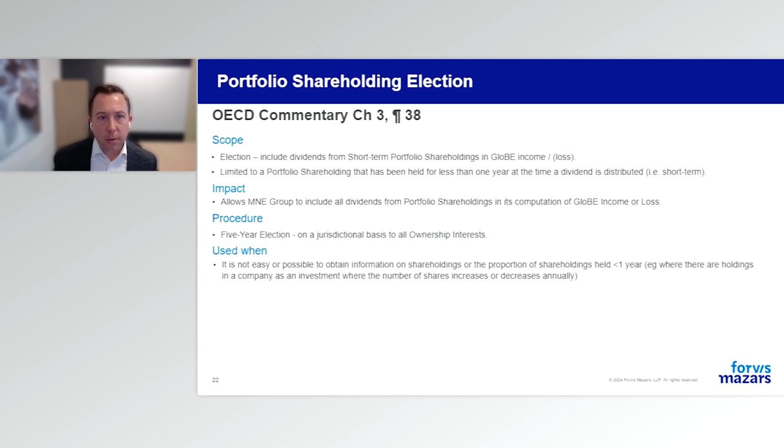Finally, the portfolio shareholding election. This is an election to include dividend income from short-term portfolio shareholdings in GloBE income or loss. This really is probably a simplicity type of election for MNEs to consider. Essentially, if we have a significant amount of portfolio shareholdings and a significant amount of transactions year over year, determining which stockholdings have been held for less than 1 year may be difficult and time consuming. So this would allow the MNE group to include all dividends from portfolio shareholdings in its computation of GloBE income. It's a 5-year election. And again, this is probably more of a way to simplify the process of determining GloBE income. I don't know if Neil or Justin, you have any other comments there?